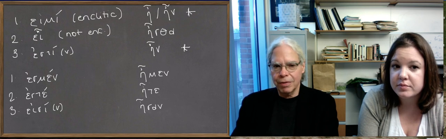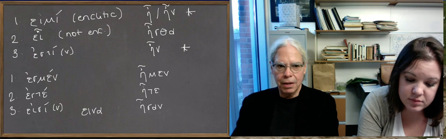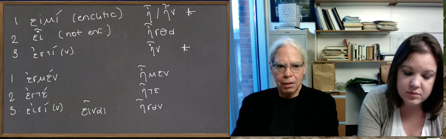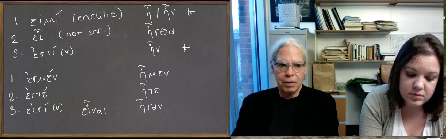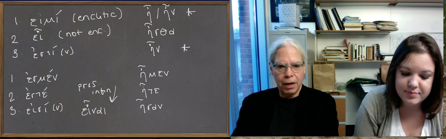So the present infinitive, and there isn't an aorist infinitive, is einai. It's from E-S-N-A-I. So again, the S is just disappearing in this case, and you get the E-I. Present infinitive. The optative, we need a new page for this, is eien, eies, eie in the singular.